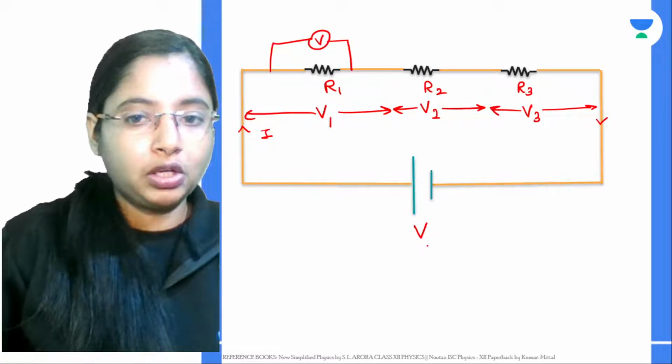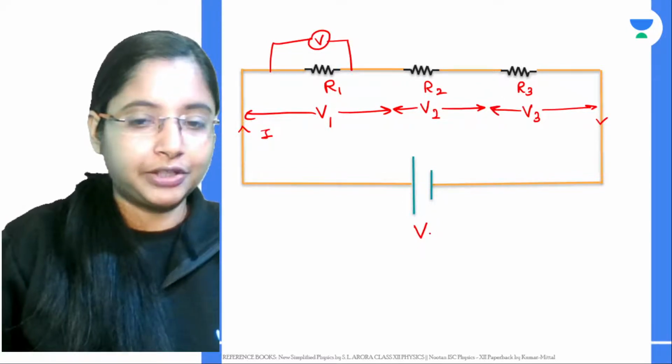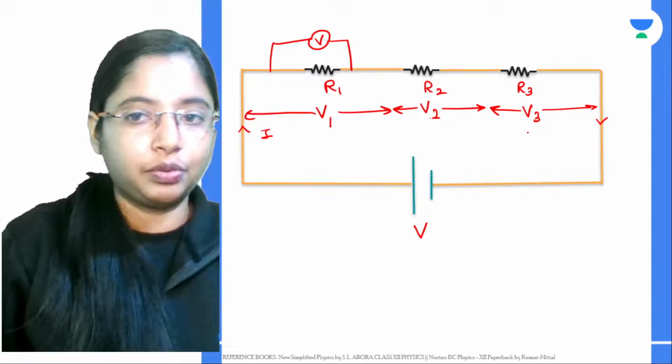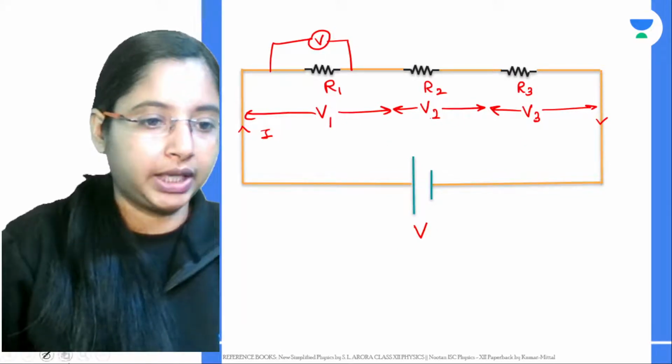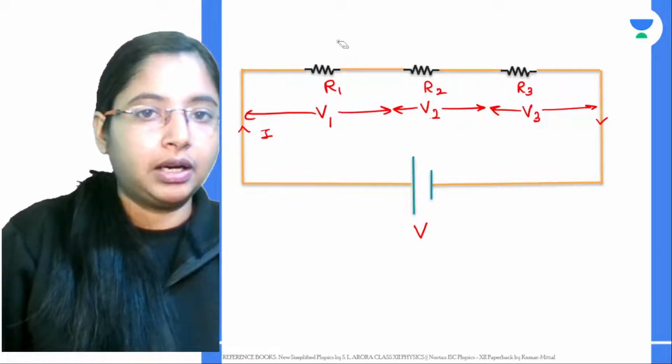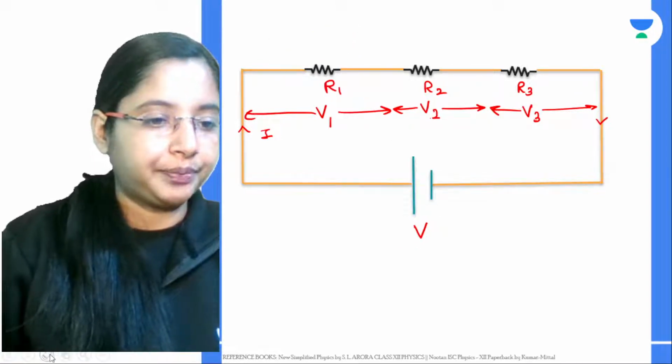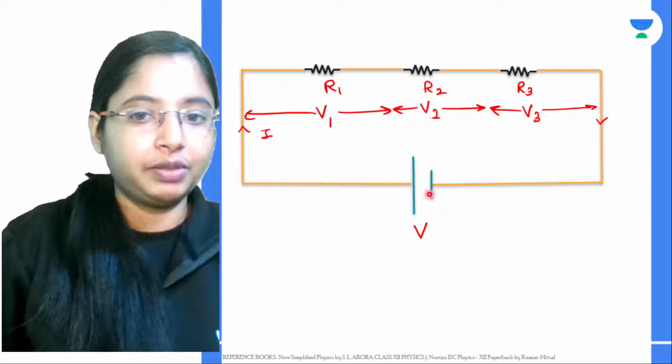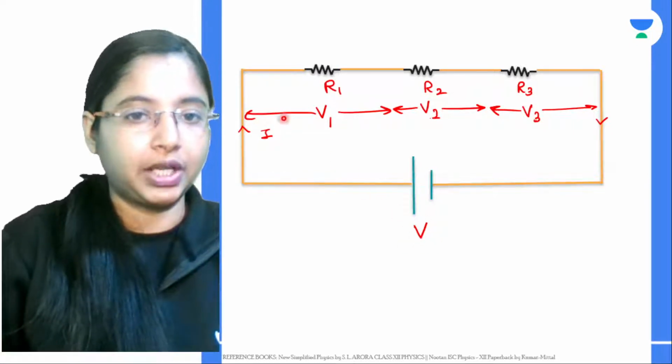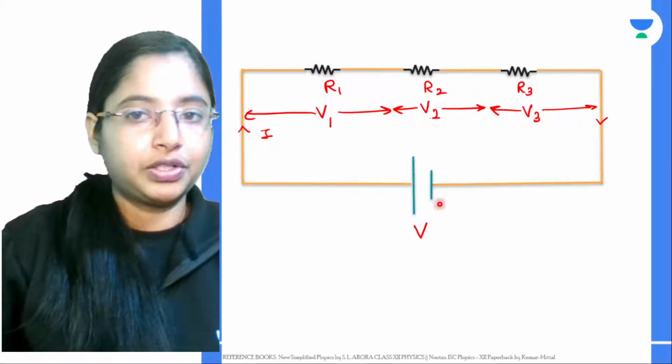Now the total potential difference of this particular battery will be equal to V1 plus V2 plus V3. If you combine all of them, you will get the total potential of this battery. The potential drops across the resistors add up to the total potential of the battery. Now the current flowing through all of these resistors will be the same.